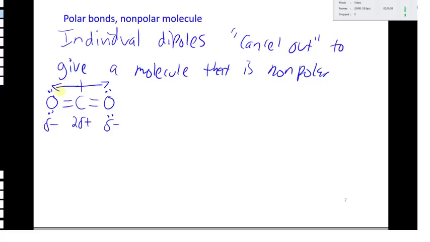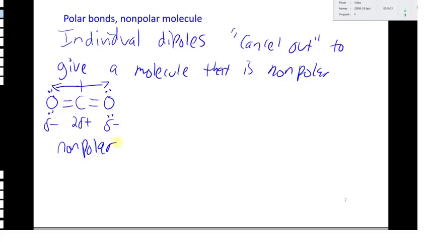You can almost think about it as a tug of war. You have one oxygen pulling electron density this way, the other oxygen pulling electron density that way towards itself. Those two cancel each other out, and overall the molecule ends up being nonpolar. There is no unequal distribution of charge in this molecule. So this ends up being an example of a nonpolar molecule.